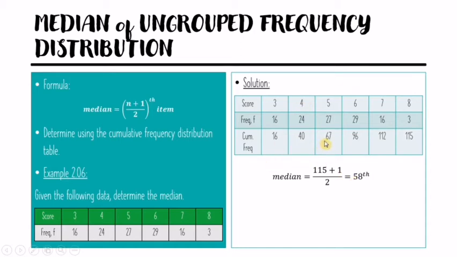The third class is up until 67. So 58 is actually less than 67, so 58 is in this class. This class is the score 5. So the median is equal to 5. You don't have to write the formula again. You can simply write median equals 5.